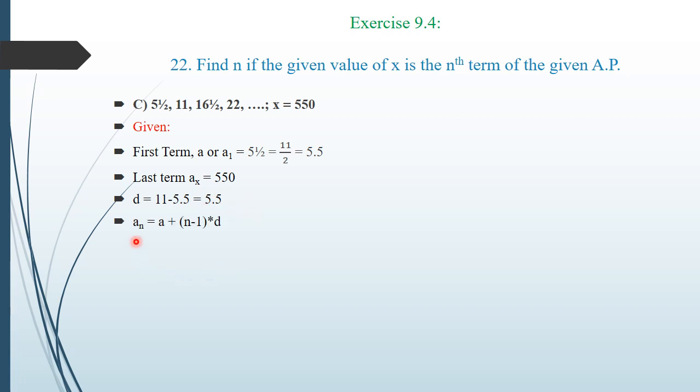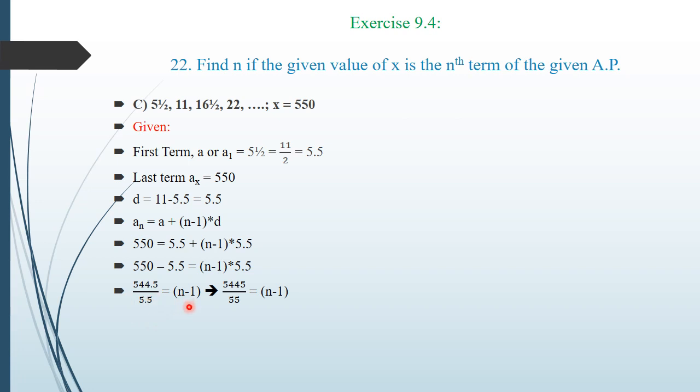Therefore an equals a plus n minus 1 into d. Substituting all the values here, we'll get 544.5 divided by 5.5 is equal to n minus 1. Here is one trick you can remember: if you want to shift the decimal to the right side in the numerator, similarly in the denominator you also have to shift it to the right side, and to the left side likewise.